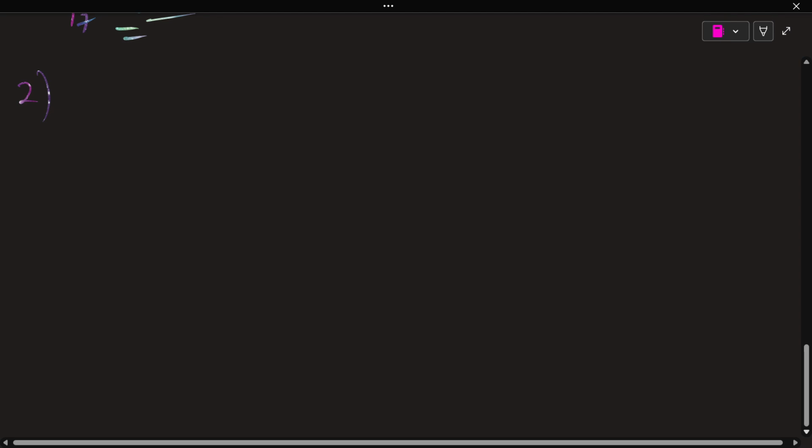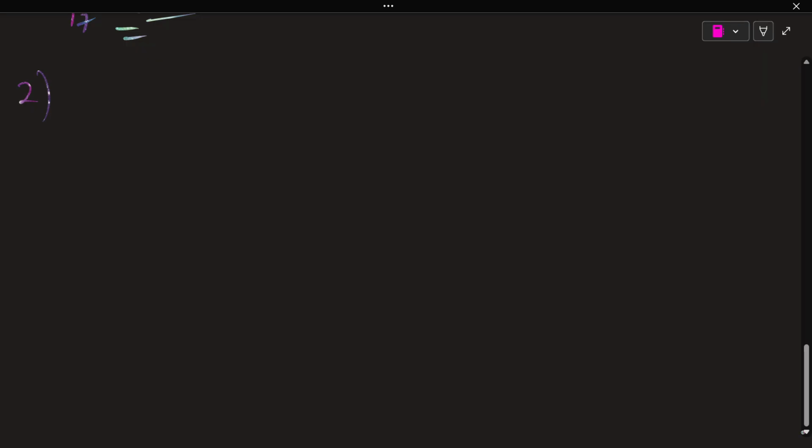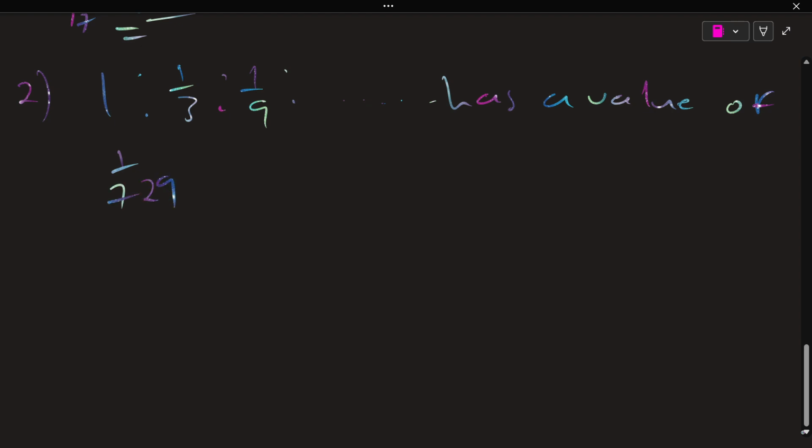Alright, let's do another example. Let's say we have a sequence like this: 1, 1/3, 1/9, and so on. And this sequence, they say it has a value of 1 over 729.